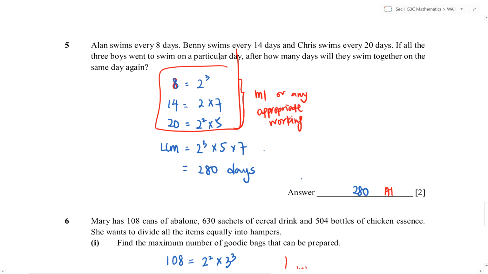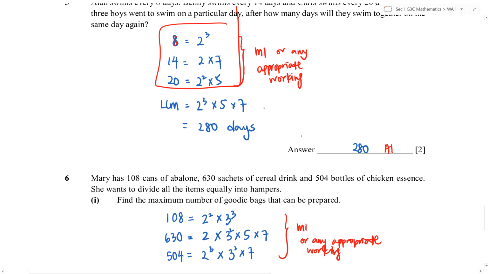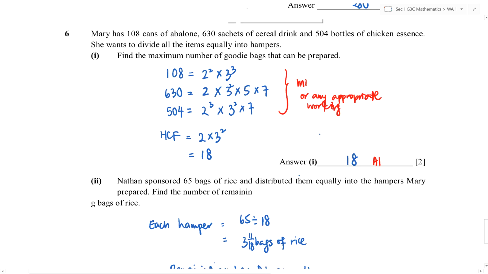Okay, number 6. Not yet. So she got many cans of Avalon, cereal drinks, and chicken and sons. She wants to divide them equally. This is an HCF question. So as long as you write down all of them in prime factors, you get 1 mark.